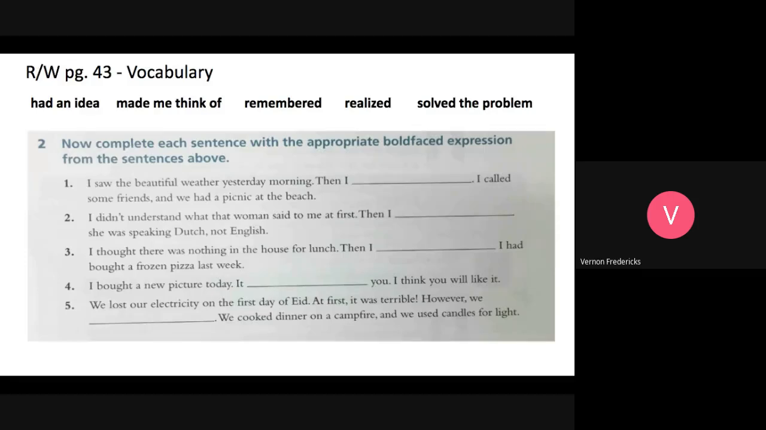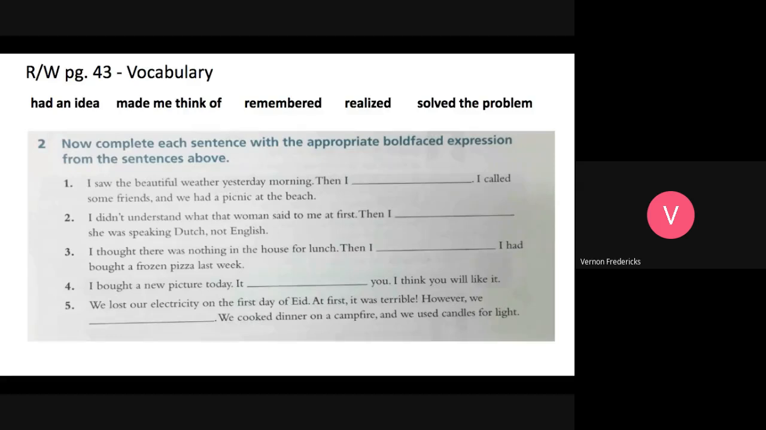Okay, students, welcome back. Let's do number 2. I didn't understand what that woman said to me at first. Then I realized she was speaking Dutch, not English. So number 2 is realized. Number 3, I thought there was nothing in the house for lunch. Then I remembered I had bought a frozen pizza last week. I remembered. Number 4, I bought a new picture today. It made me think of you. I think you will like it. It made me think of you, number 4.